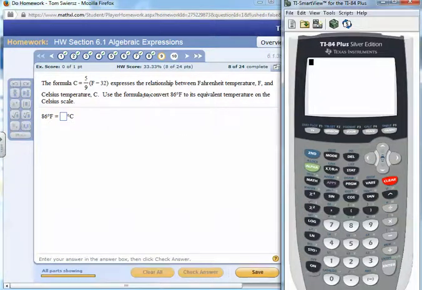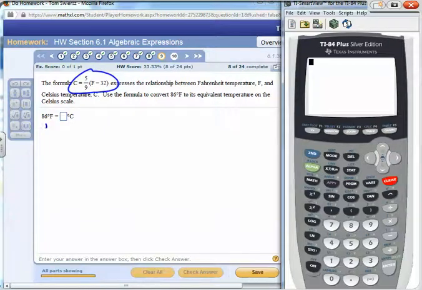The formula C equals 5/9 of the quantity F minus 32 expresses the relationship between Fahrenheit and Celsius. Convert 86 Fahrenheit to Celsius. So what we're going to do is take the formula that's given, and for Fahrenheit, we're going to substitute in the value, which is 86. So the Celsius will be 5/9 times the Fahrenheit 86 minus 32, and then a right paren.